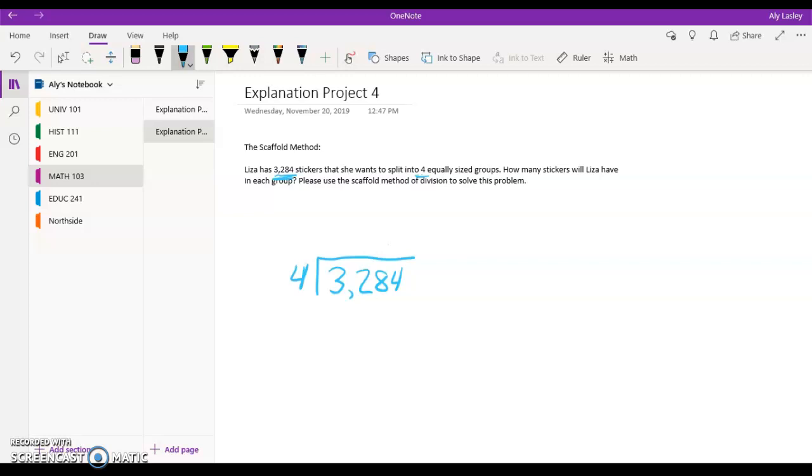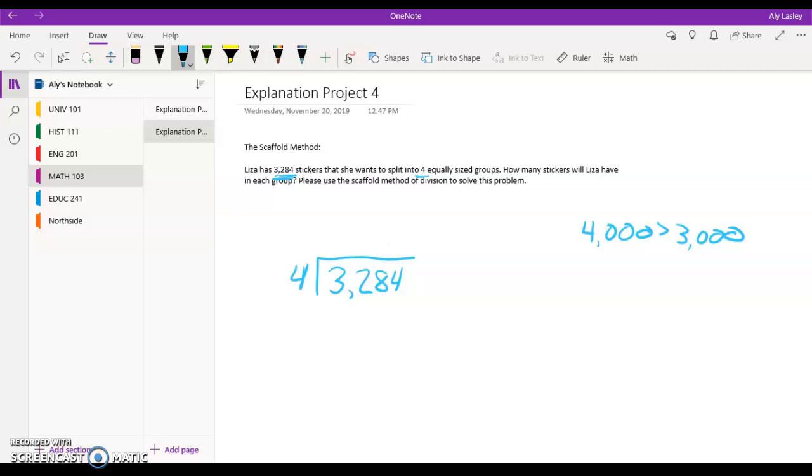Next, we are going to look at how many thousands of 4s can we put into 3,000. Now, if we look closely, we will notice that 1,000 4s is going to be 4,000, which is greater than 3,000. So there are no thousands in this problem.